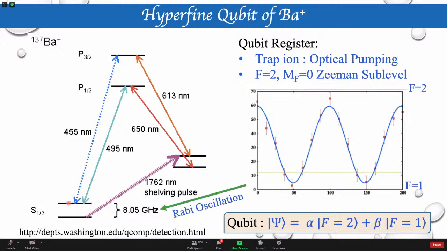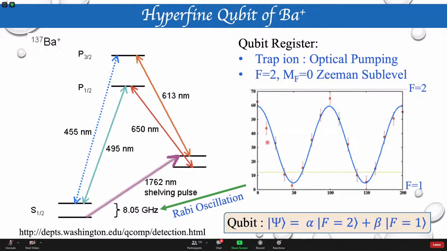And as you remember, F equal to 2, though it is the excited level, has a very large lifetime, almost infinite. So this will be a kind of coherent register, and we will be able to keep it for a long time. And we will be able to see what is called a Rabi oscillation between these two basis states and form a qubit.